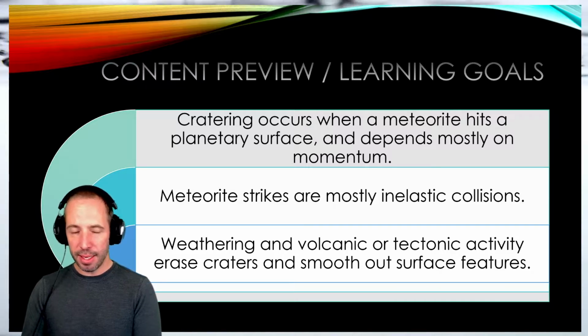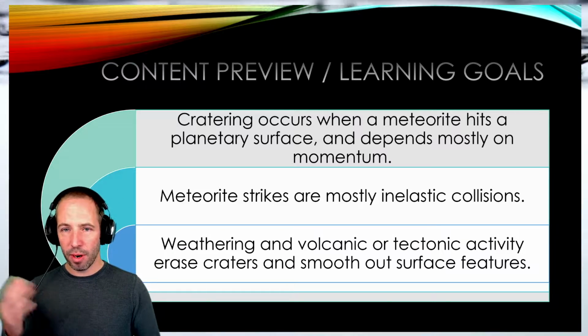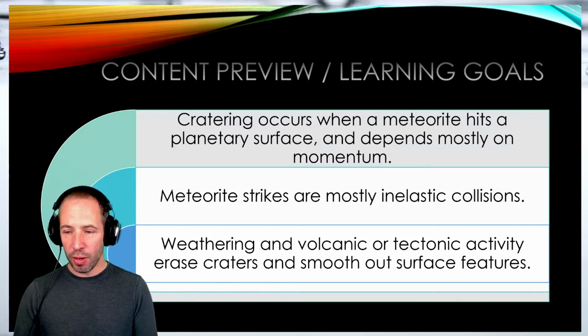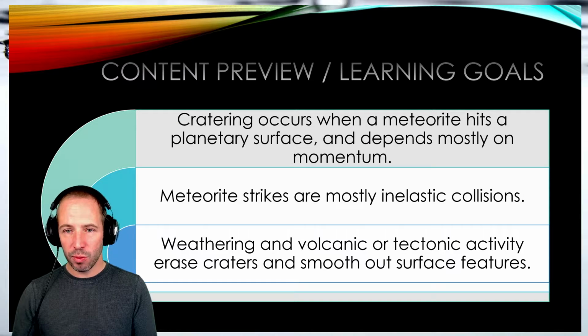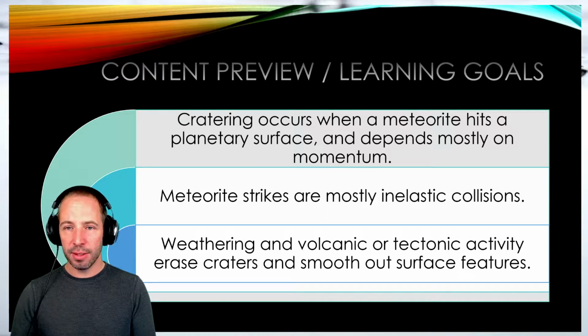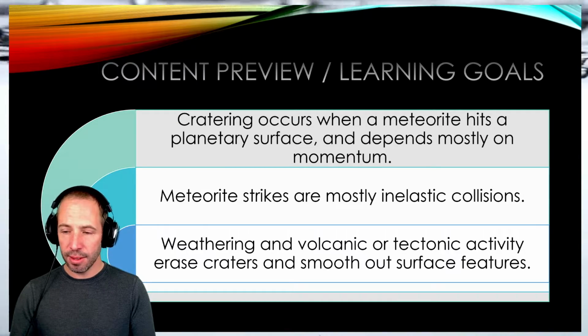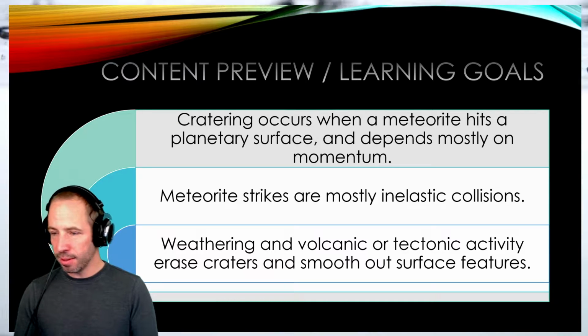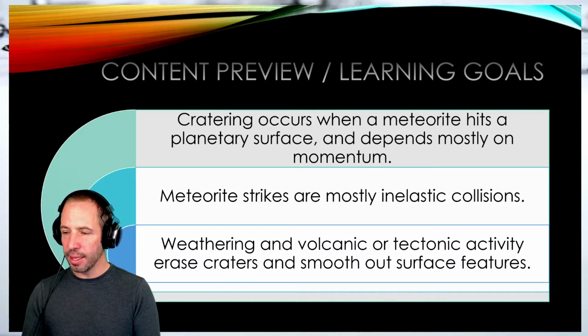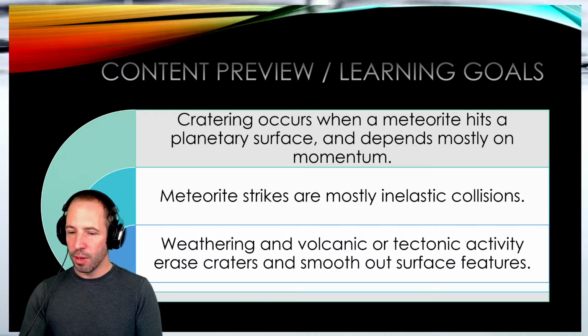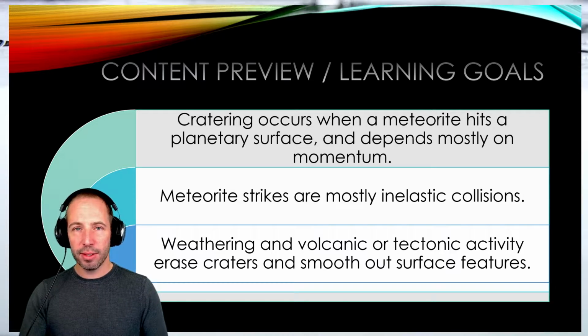Now, in real life, is anything either 100% elastic or 100% inelastic? No, it's somewhere in between. By assuming it's one or the other, we're kind of making a simplification to make the problem-solving process easier. We're going to look at how it is and isn't elastic. It's mostly inelastic. And last up, of course, the reason we don't have a ton of meteor craters is weathering.